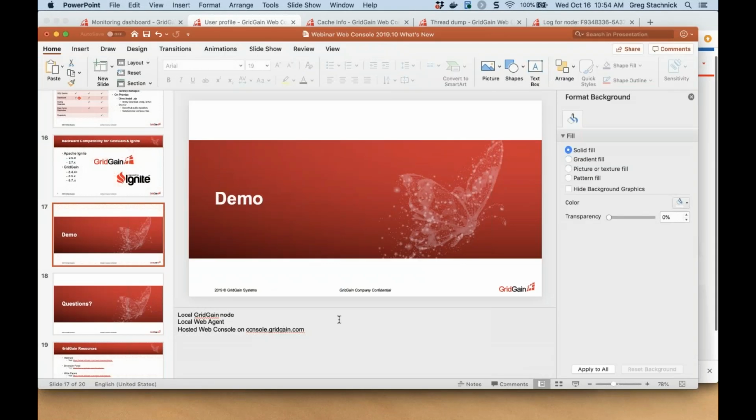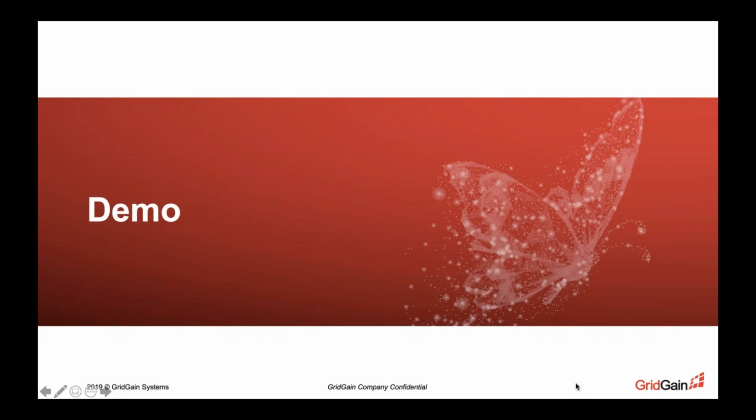So let's get back into our slides. That's it for the basics of the demo. So what did we do? I did basically a local use case using the direct install zip version. I downloaded my zip, I unzipped it, I ran Web Console locally, I started my web agent, and then I started a couple of local GridGain nodes. One was using just the default configuration, and then one had set up a couple of caches.